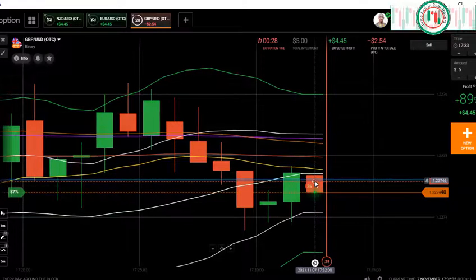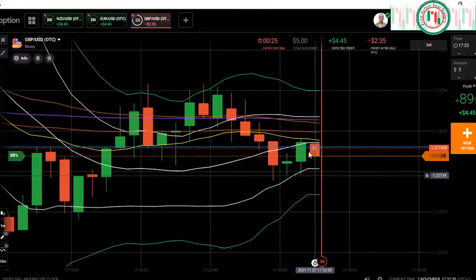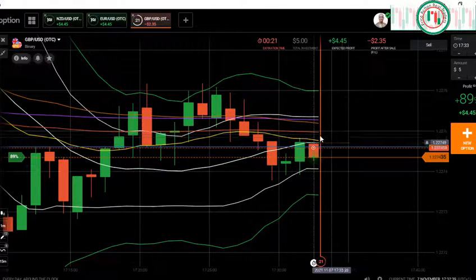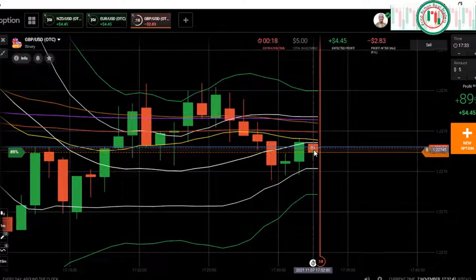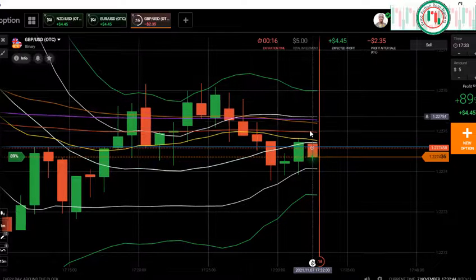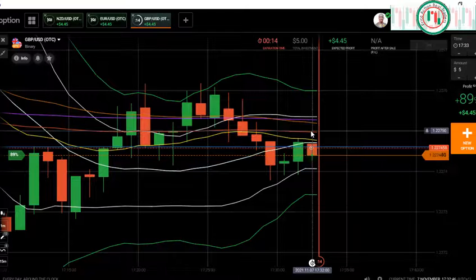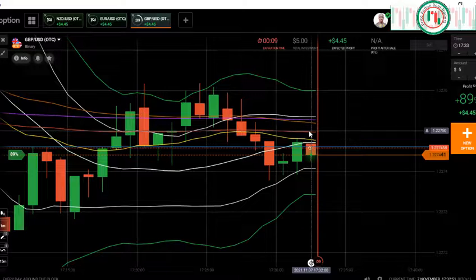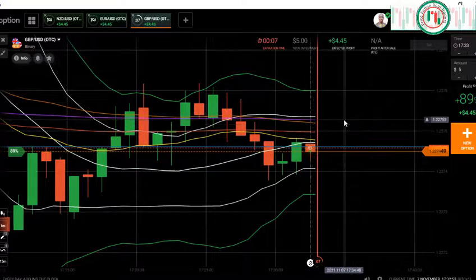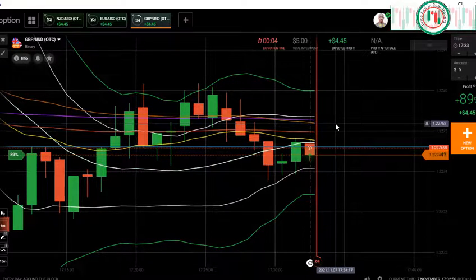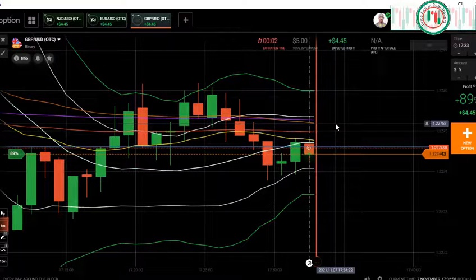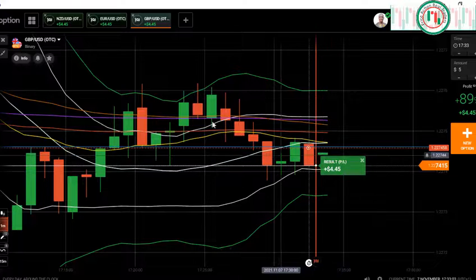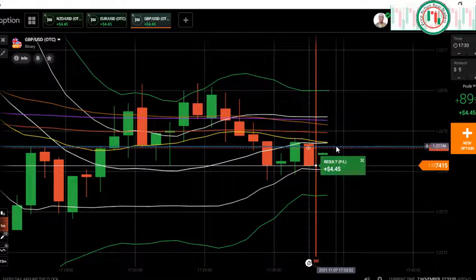I place put option at this level because I know definitely this reversal pattern will not work. I know it will create a red candle. That's why I place my trade, put option here. You see, this is another winning trade. So this is the end of this video.